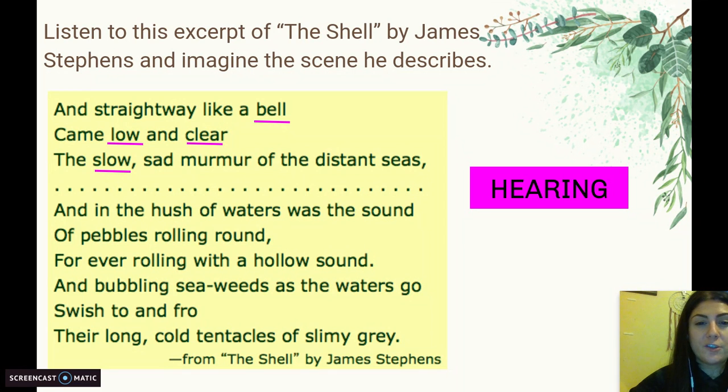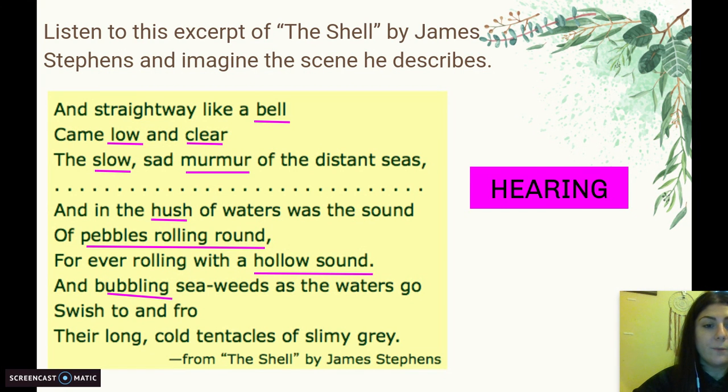And by that, I'm going to assume they're talking about the waves, comparing the sound of the waves to the bell. And the murmur of the distant seas. The hush of the waters, so it's almost like the swooshing sound of the waves was the sound of pebbles rolling round. That's definitely a sound. The hollow sound and the bubbling. Okay. More sense of hearing. I hear swish to and fro.